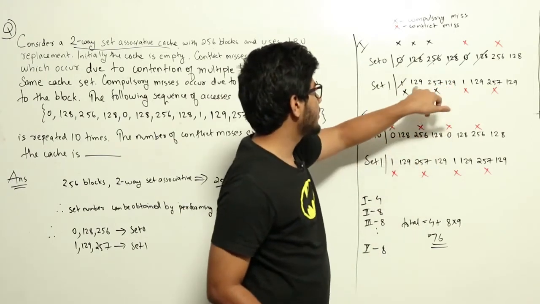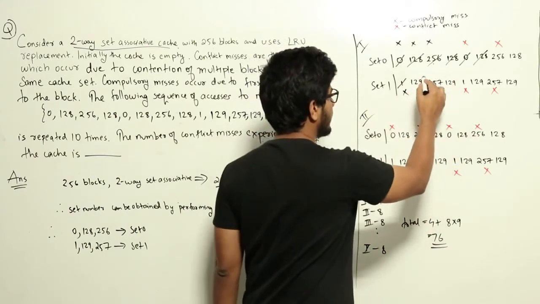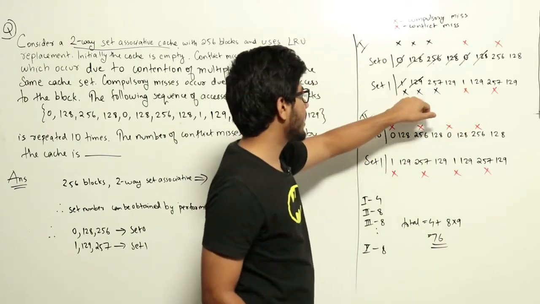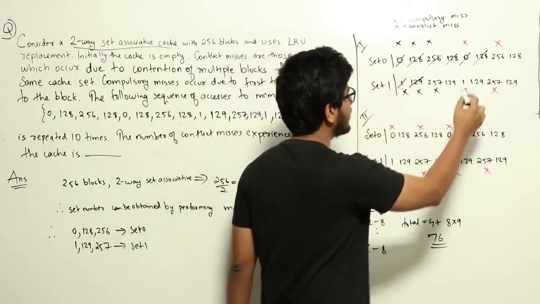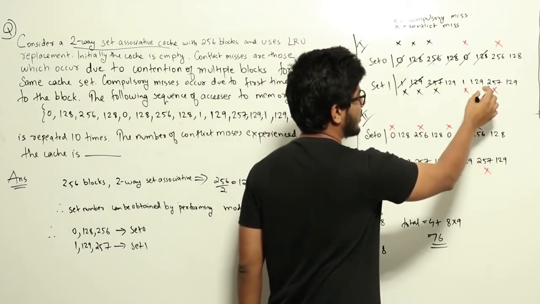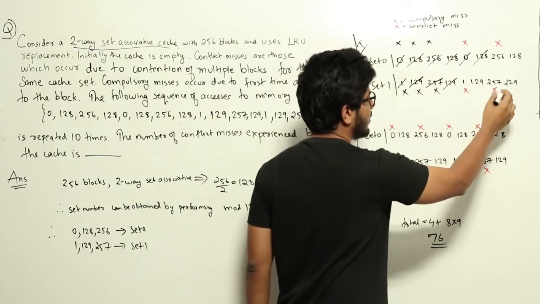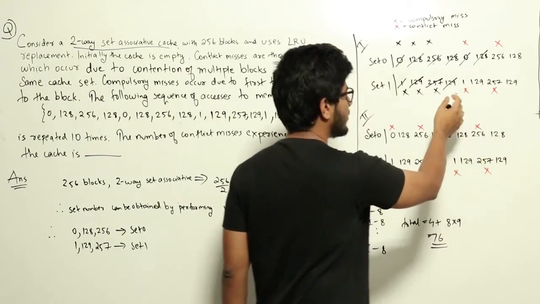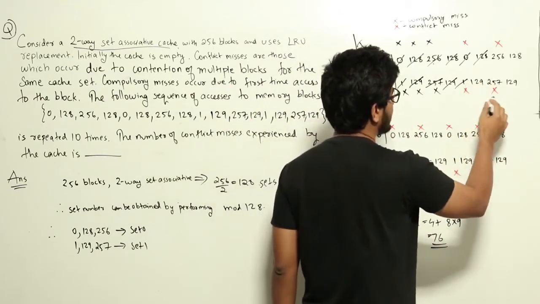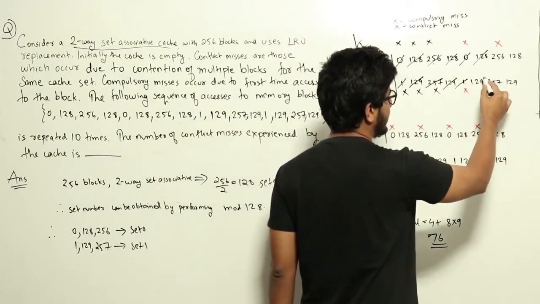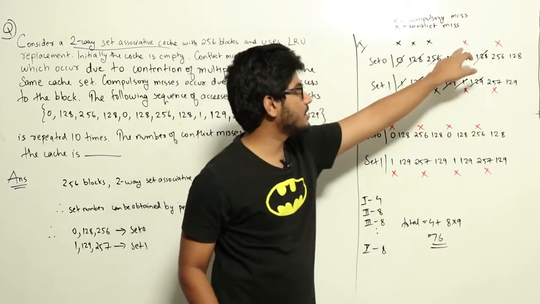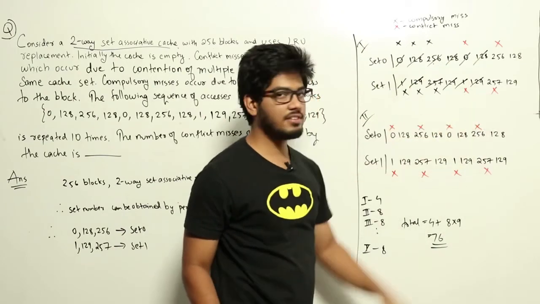After that, 129. We already had it in the cache, so this is not a miss. Then we are asking for 1 again. We had already added 1 to the cache, and now 1 is gone from the cache. This is a conflict miss. 257 is gone from the cache. 129 again we are asking. It's already there, so this is not a miss. Then we are asking for 257. We had added 257 to the cache, and now it is gone from the cache. So this is again a conflict miss. 129 is there in the cache, so it's fine. So after 1 iteration, we can see that it has caused 4 conflict misses.